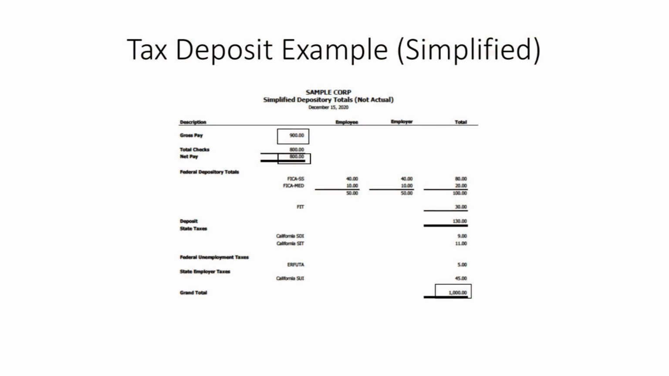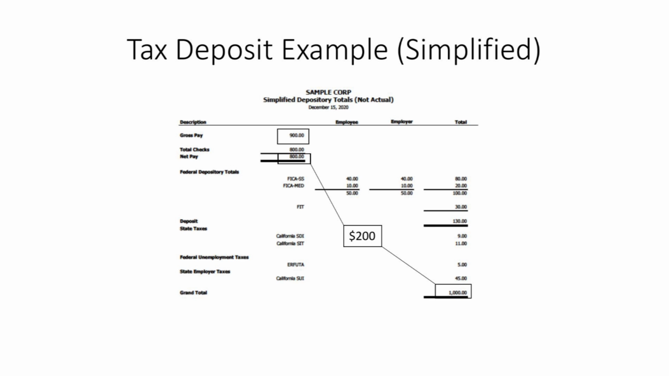In this example, you are paying your worker $900 for wages, as you can see in gross pay. However, you are cutting him a check of $800, reflected in net pay. That is because you are withholding $100 from his paycheck and making a payroll tax payment on his behalf. You are also paying your portion of the payroll taxes, which comes out to $100. As you can see, the grand total is $1,000. The difference between the grand total and the net pay is $200, which are your payroll tax payments.